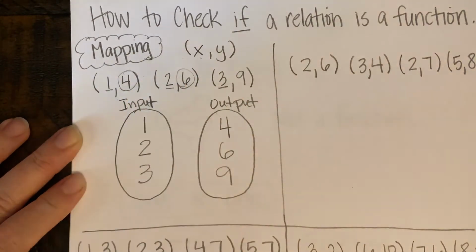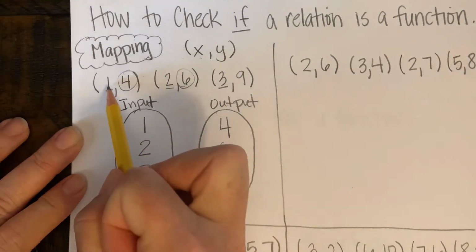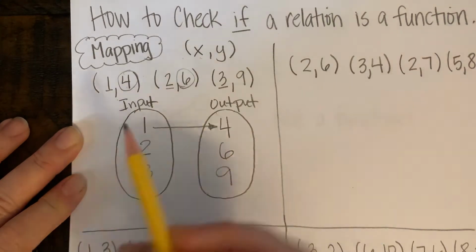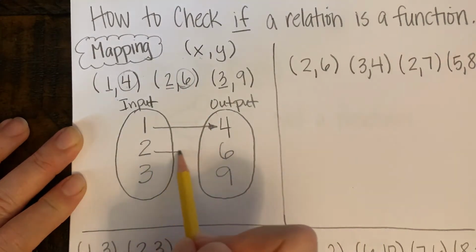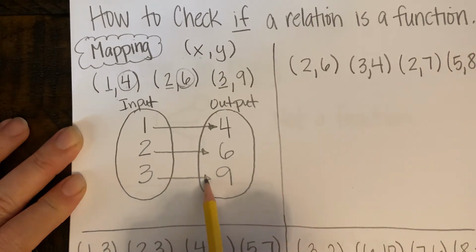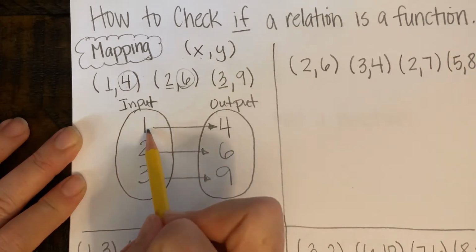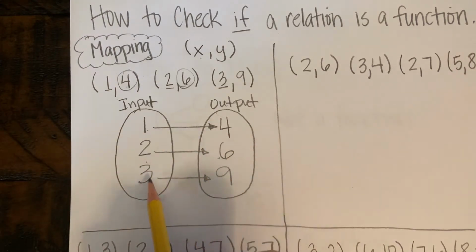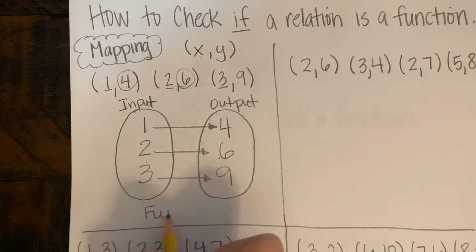Now, the reason we call this a mapping diagram is we're going to connect the input with the correct output. So notice that 1 becomes 4. So I'm just going to draw my arrow. I notice that 2 becomes 6. And I notice that 3 becomes 9. Since we have a 1-to-1 relationship, 1-to-1, 1-to-1, this is considered a function.